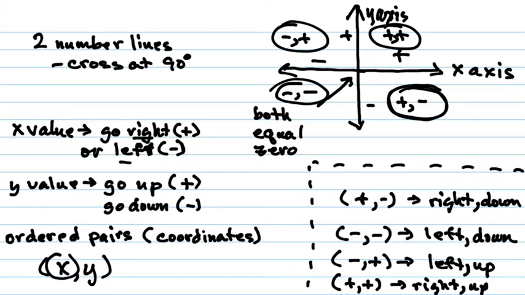Okay? All right. Now, the next part of this is we need to talk about what this means to us when we're actually plotting real coordinates or ordered pairs. Because our ordered pairs are going to have numbers as well as signs. So we already know the signs are going to tell us which direction to move. The numbers are going to tell us how much to move, or how far to move.